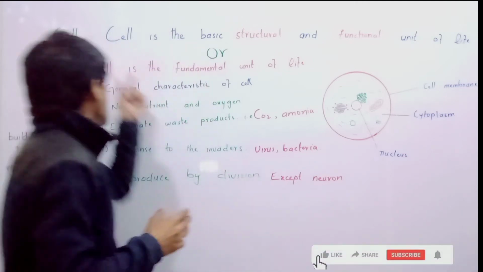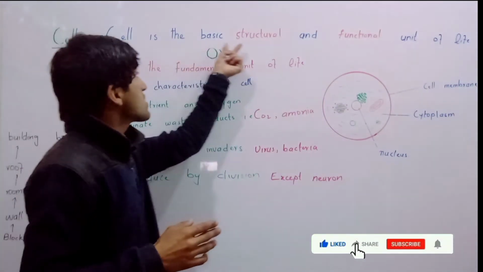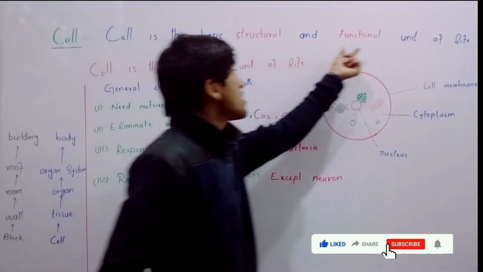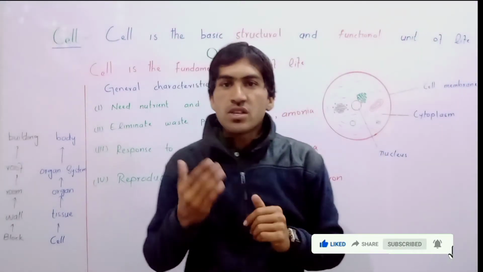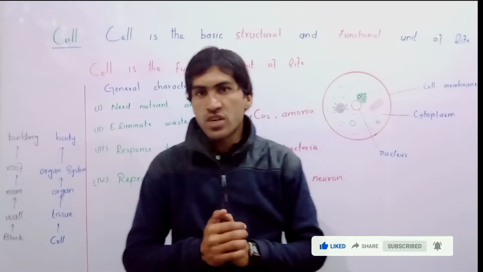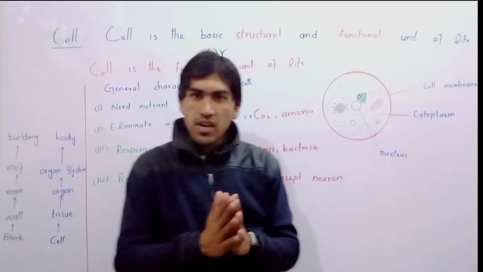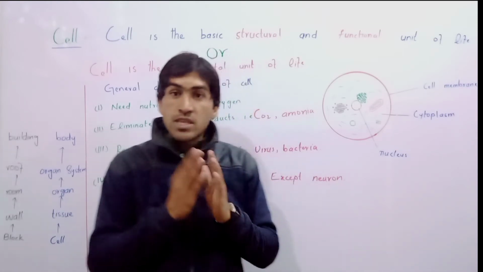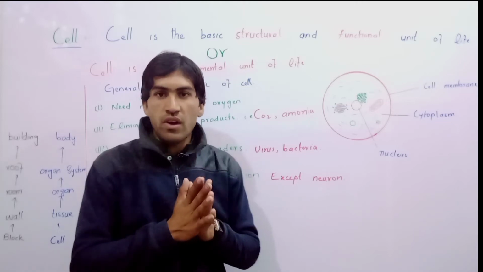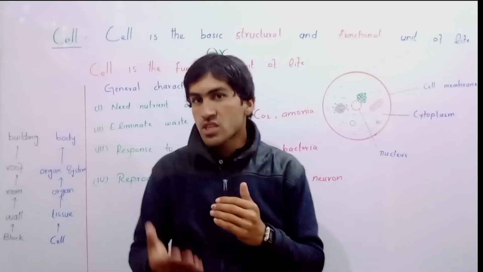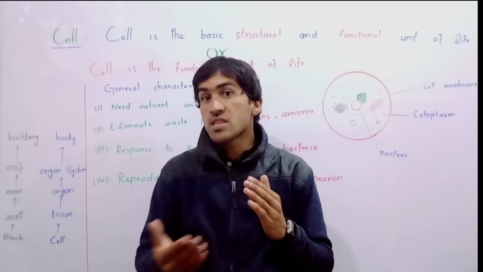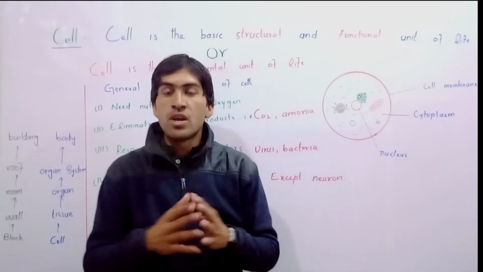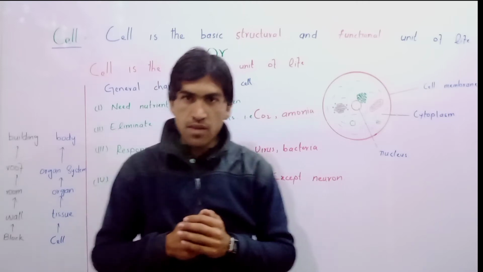So the cell is the basic structural and functional unit of life. What does it mean by structural and functional unit of life? Structural means that it gives a particular structure to the organism, it gives a particular shape to the organism. So that is why we call it the structural unit of life. Let's take an example.